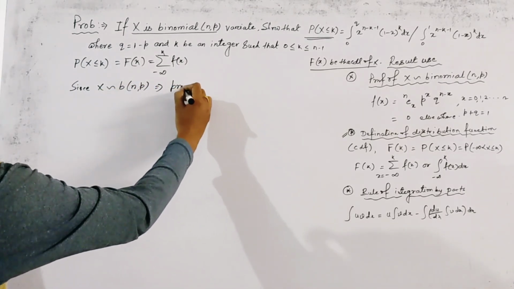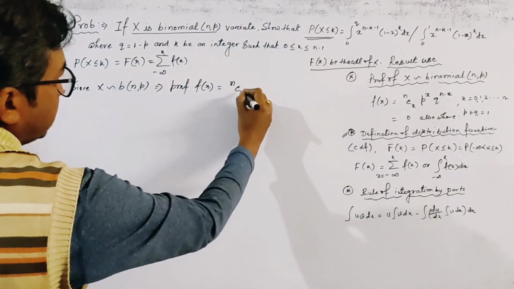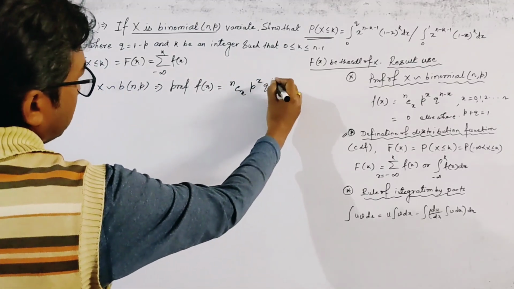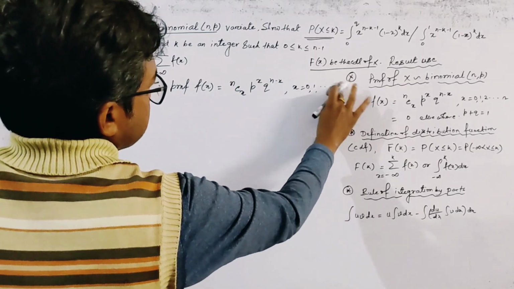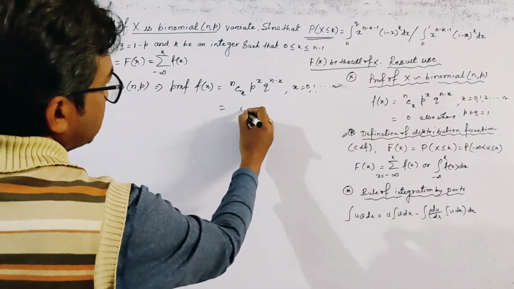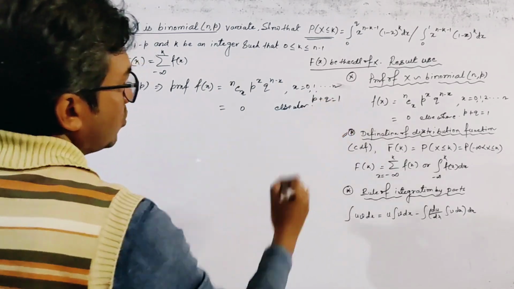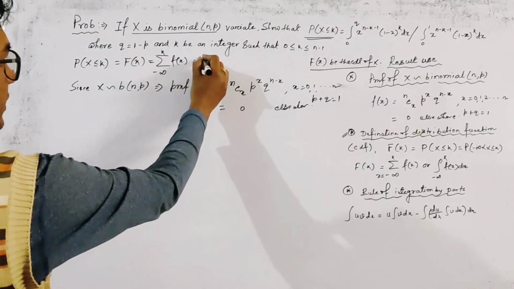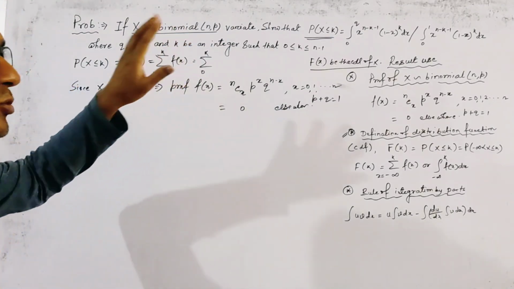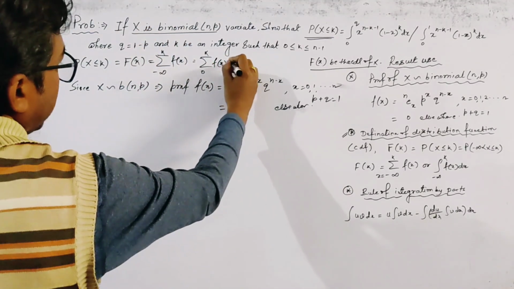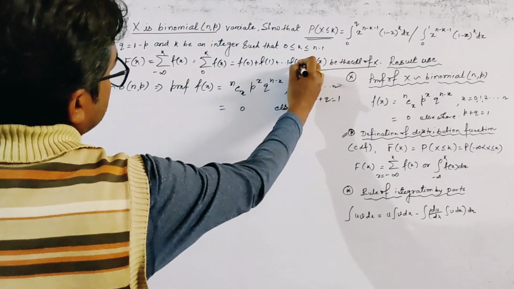So the PMF f(x) is nC x p to the power x q to the power n minus x, for x equal to 0, 1, 2, ..., n, and this is 0 elsewhere, and p plus q equals 1. Here we take the summation from 0 to k, because there is no point in going from minus infinity to 0, of f(x). This is given by f(0) plus f(1) up to f(k).